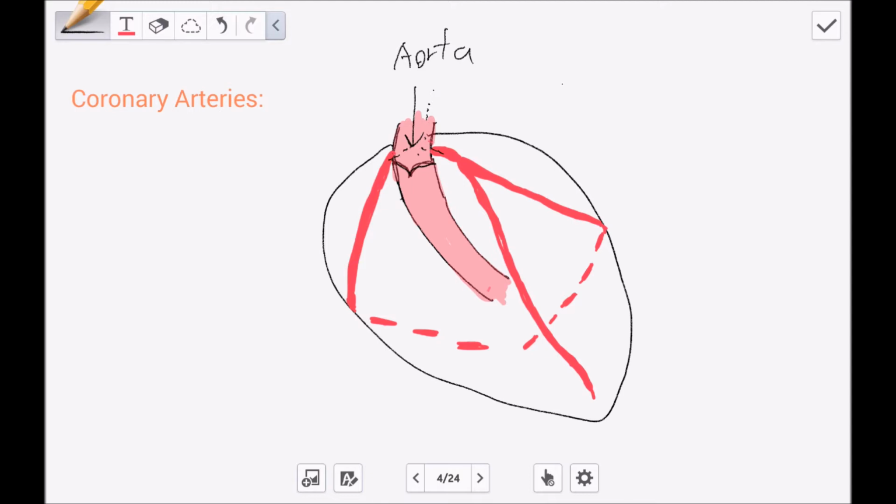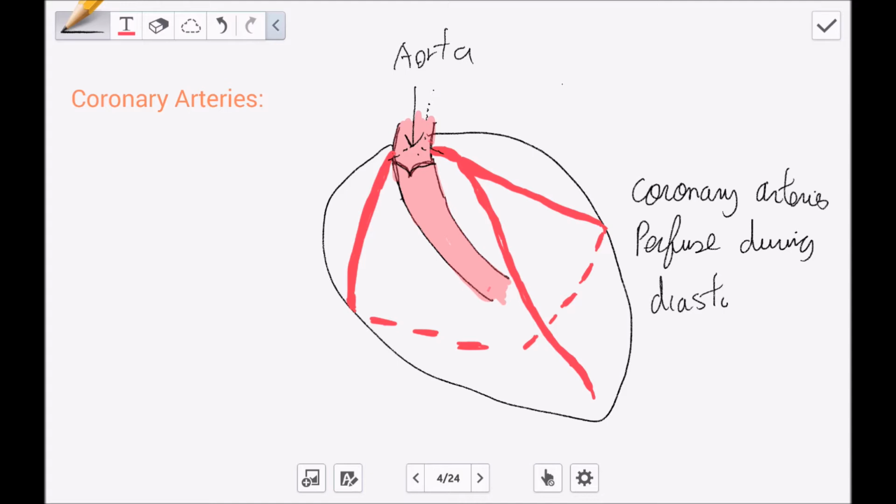So that's why the coronary arteries perfuse during diastole, when the aortic valve and the pulmonic valve close. Okay, so we're going to put here coronary arteries perfuse during diastole. Okay. So which ones are the coronary arteries? So we have three coronary arteries.